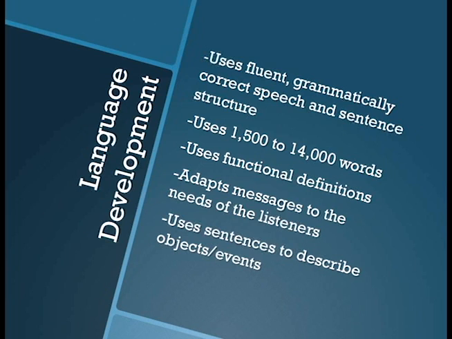School-aged children adapt messages to the needs of the listener. For example, the child will be given a direction and is able to follow through with any complication. A school-aged child is also able to describe objects or events. For example, the cake yesterday at the birthday party was big.